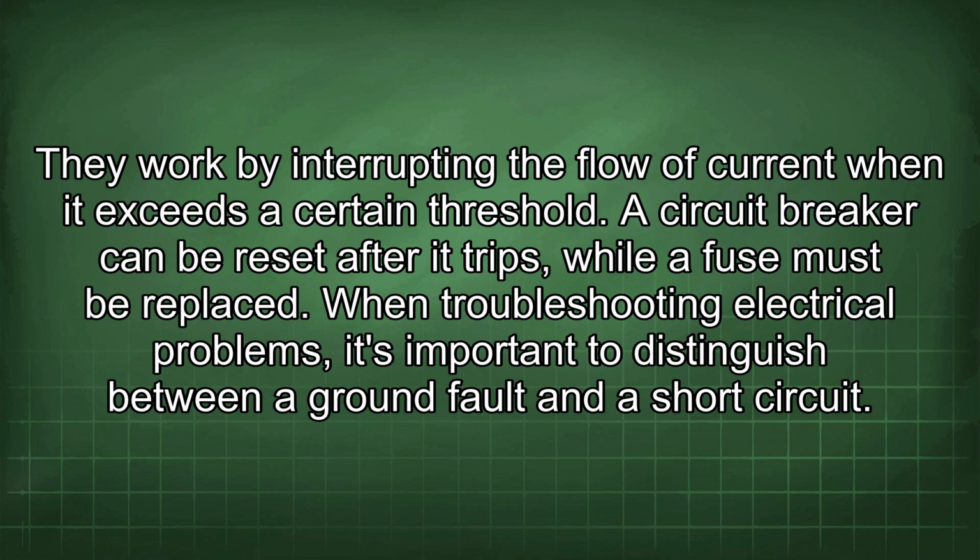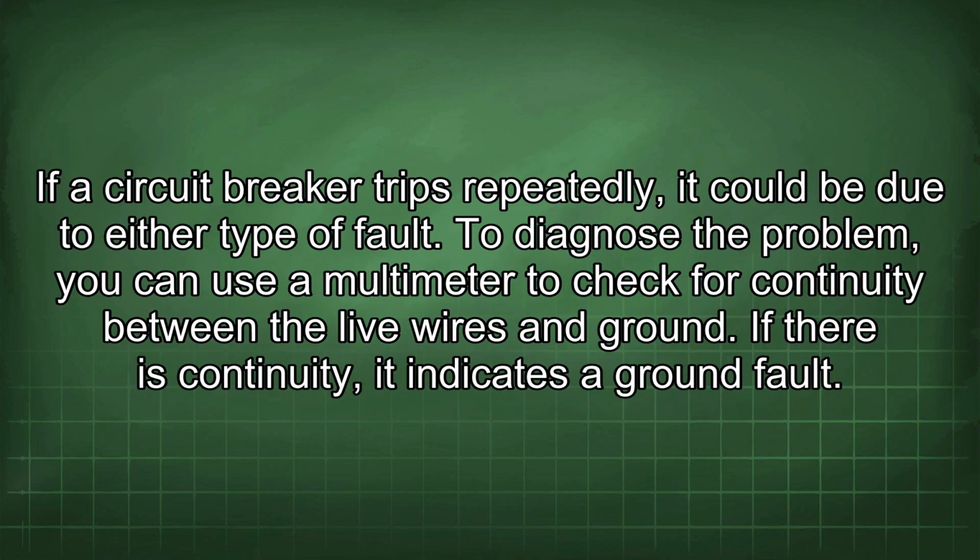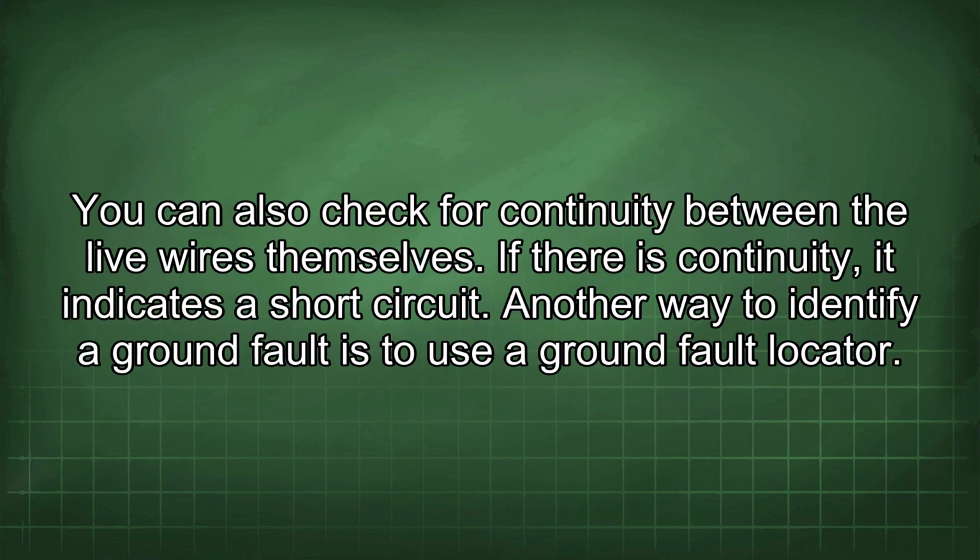When troubleshooting electrical problems, it's important to distinguish between a ground fault and a short circuit. If a circuit breaker trips repeatedly, it could be due to either type of fault. To diagnose the problem, you can use a multimeter to check for continuity between the live wires and ground. If there is continuity, it indicates a ground fault. You can also check for continuity between the live wires themselves. If there is continuity, it indicates a short circuit.